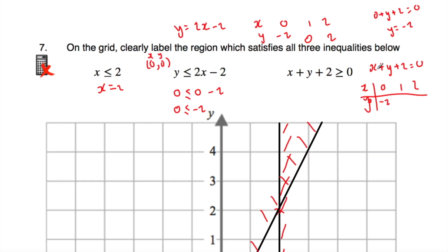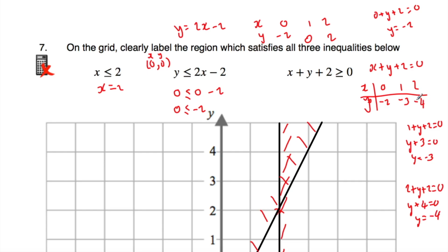If x is equal to 1, we're going to get that 1 plus y plus 2 is equal to 0. So here we've got that y plus 3 is equal to 0. So y would have to be equal to negative 3 there. And finally, if x is equal to 2, we get 2 plus y plus 2 is equal to 0. So we get y plus 4 is equal to 0. So y would have to be equal to negative 4.